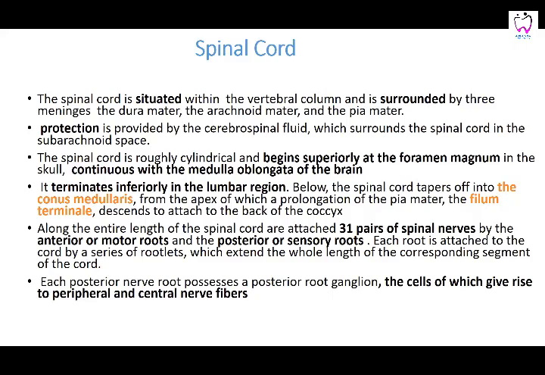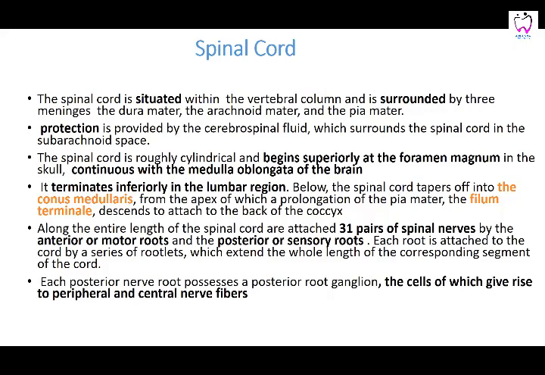It is cylindrical and begins from the foramen magnum in continuation with the medulla of the brain. It terminates at the lumbar region below, tapers off, and forms the conus medullaris, from the apex of which a prolongation of pia mater, the filum terminale, descends to the back of the coccyx. So the lumbar region is the area where the spinal cord is going to finish off. Below it there are just the nerves called the cauda equina, fibers like a horsetail. Horsetail, that is the name cauda equina.